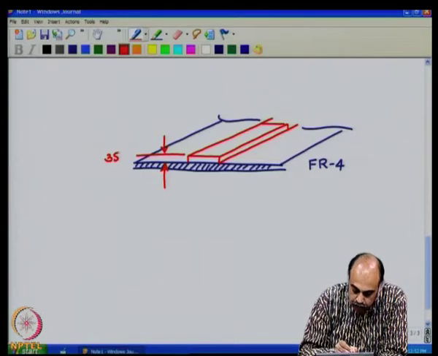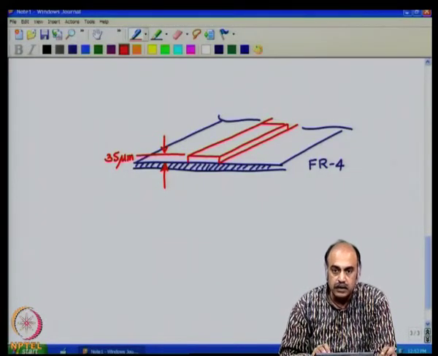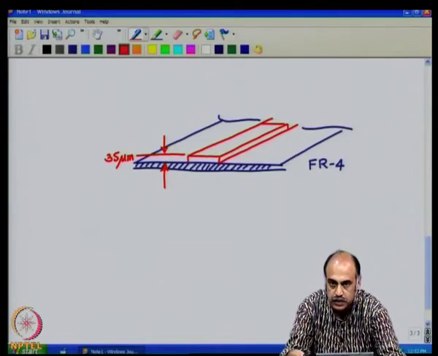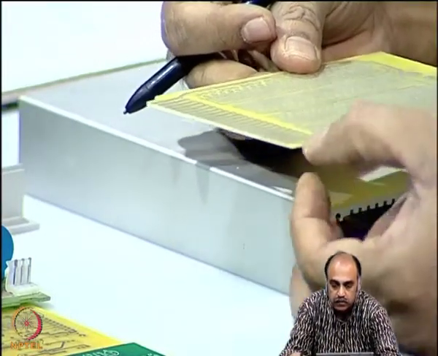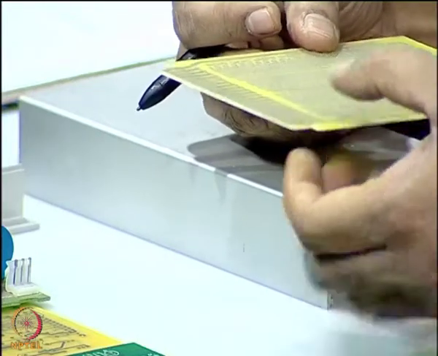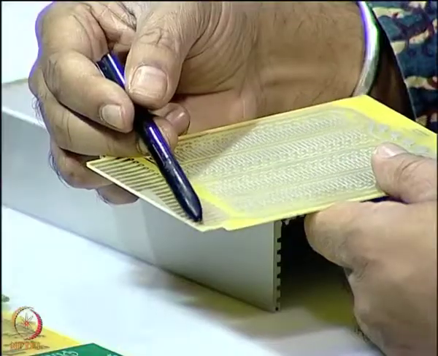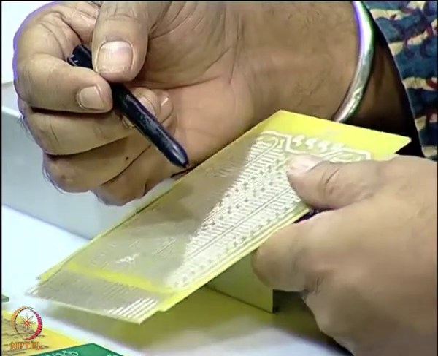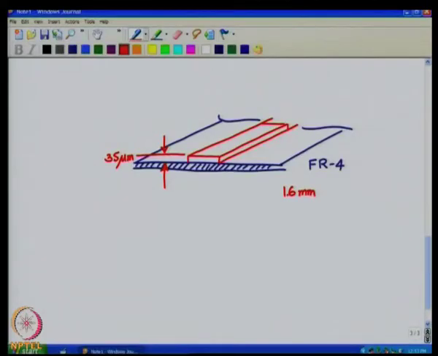Now, this would be 35 micron or 35 micrometer, which is the most common copper laminate thickness that you would use. All these boards here, the copper that you see, the thickness of the copper would be 35 micron. If you see the thickness of this dielectric, that would be around 1.6 mm, and on that dielectric you have this copper which is 35 micron. You will get 70 micron also, you will also get 120 micron. However, the 35 micron laminate is the one which is usually used.